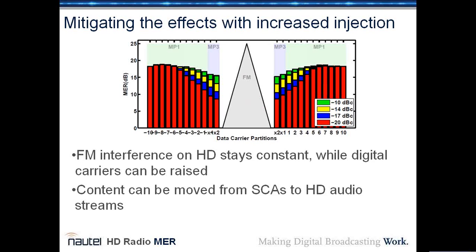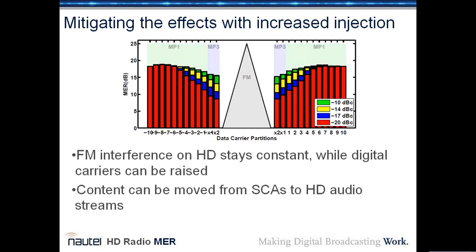Okay. So now let's talk about how you can get some of that back if you increase your data carrier injection. Which stands to reason. The interference from the analog onto the MP3 carriers is effectively constant. So as you bring the carriers up, you're going to get a better MER measurement. You're improving your signal to noise by increasing the signal.